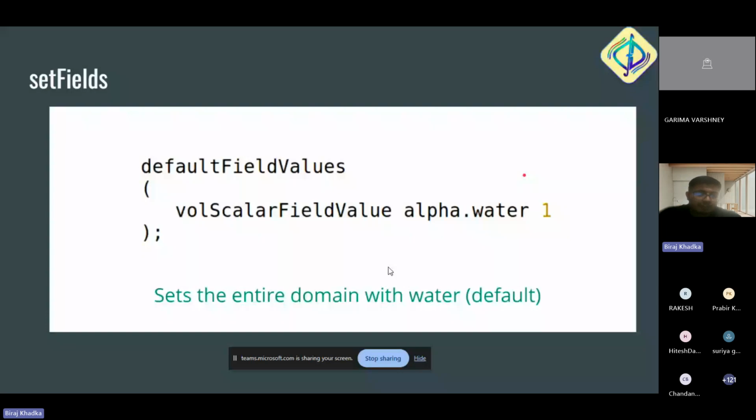Let's talk about the set fields. Initially we initialize the whole domain, the whole water column, with water. For that, we have to define inside the default field values and set the alpha.water as 1. The alpha can't be greater than 1, so that is the maximum. That means the whole domain is filled with water.